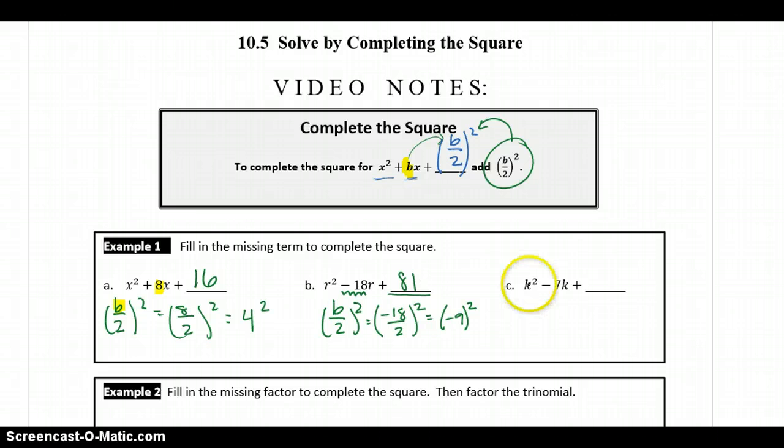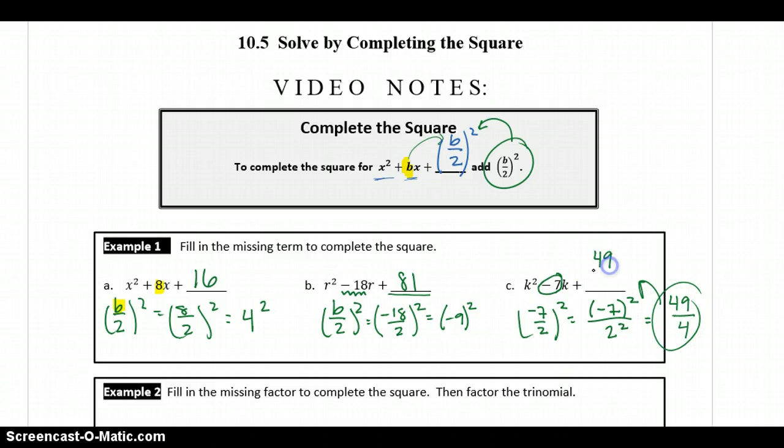In part C, I have k squared minus 7k plus blank. So my b is minus 7. So I take minus 7 over 2 in parentheses squared. Now, 7 over 2 doesn't reduce nicely. But remember, in your rules for exponents, if you're squaring a fraction, you can square the top and the bottom separately. So I have negative 7 squared over 2 squared. Negative 7 squared is 49. 2 squared is 4. So into my blank, I will add in 49 over 4.